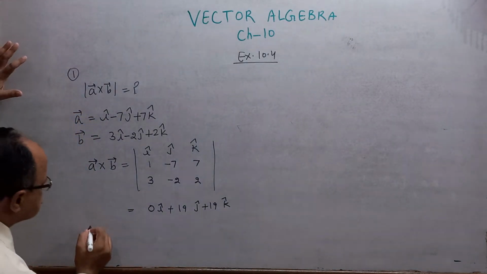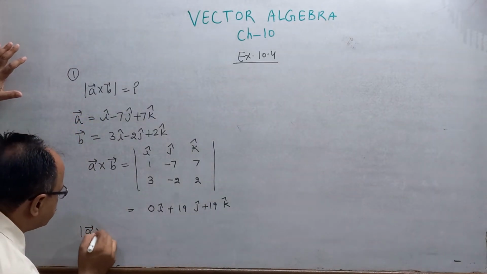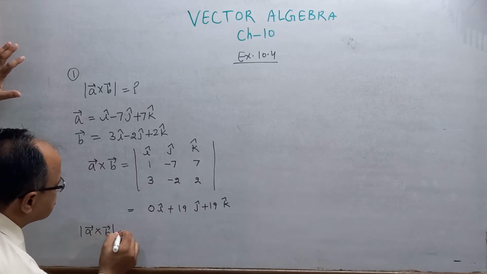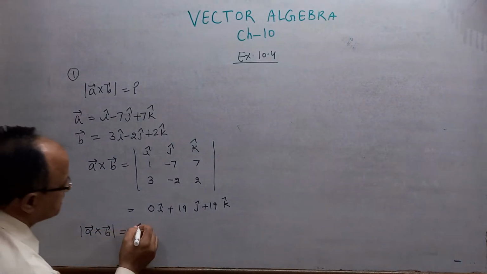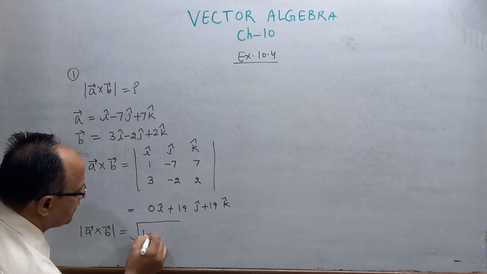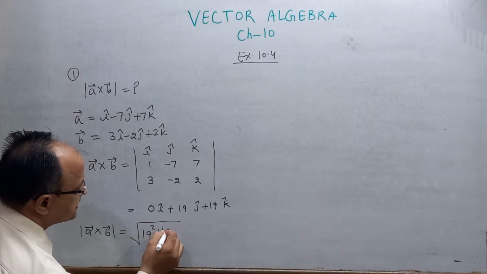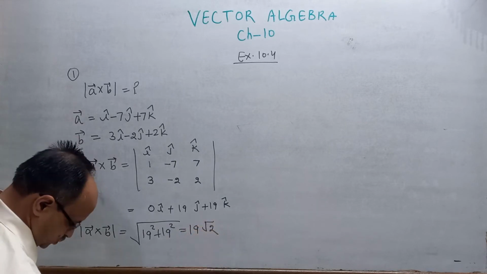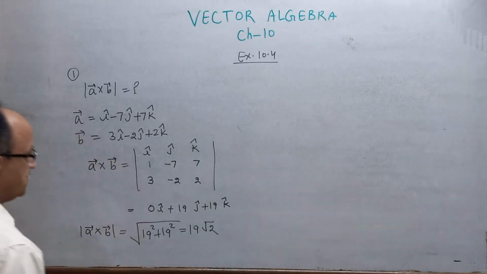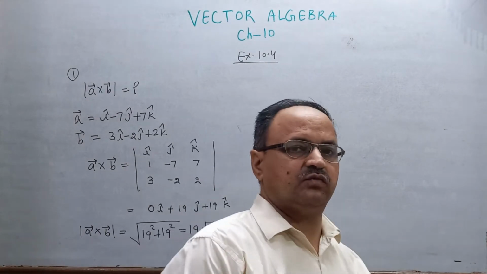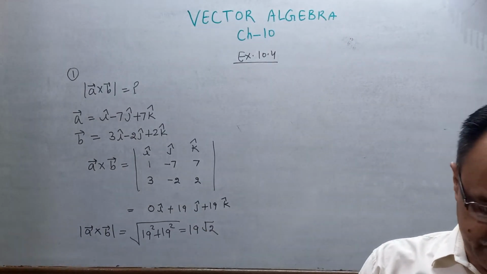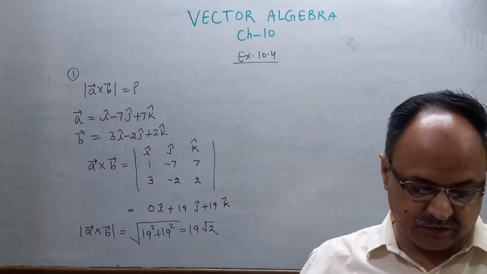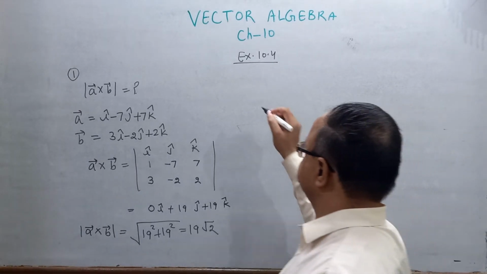Now can you find the magnitude of A cross B? The magnitude of A cross B is the square root of 19 square plus 19 square. Answer is 19 root 2. This is the solution of question number 1. Using determinant you can find the cross product. Second question, very important.